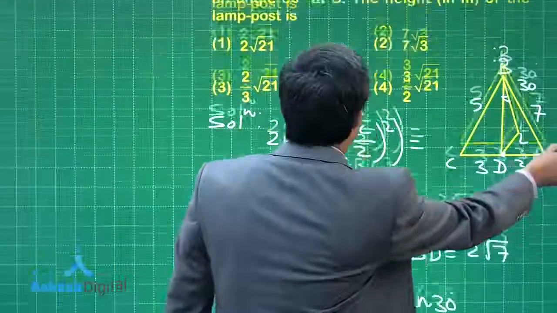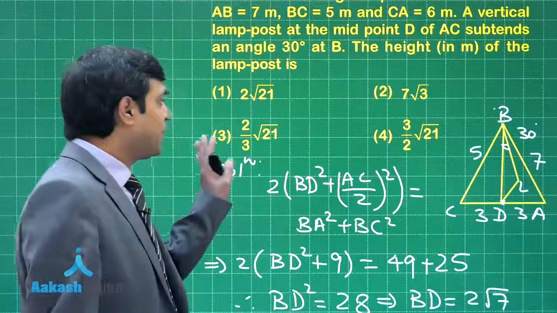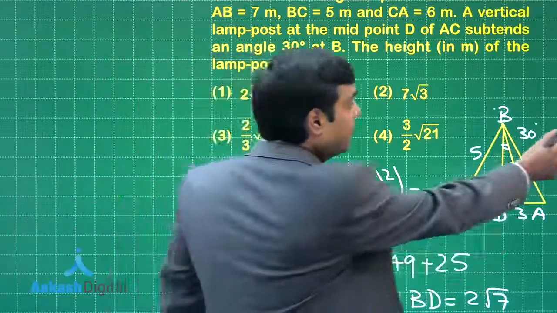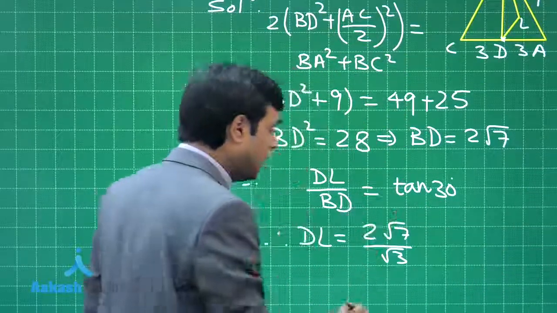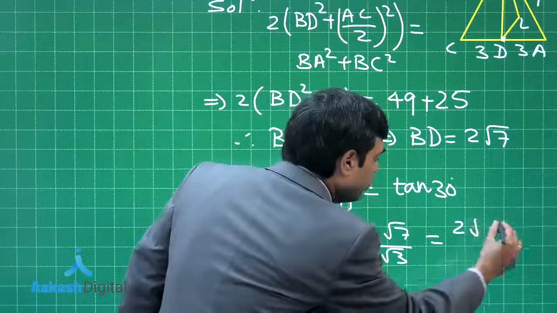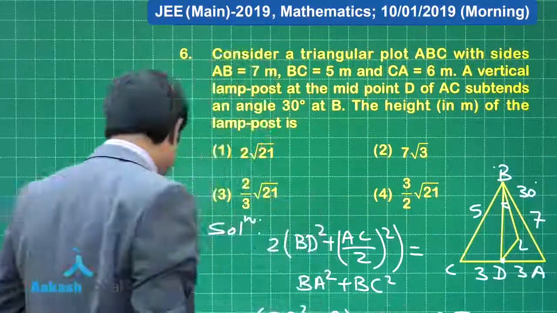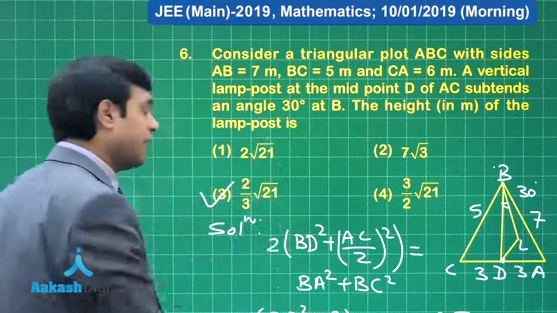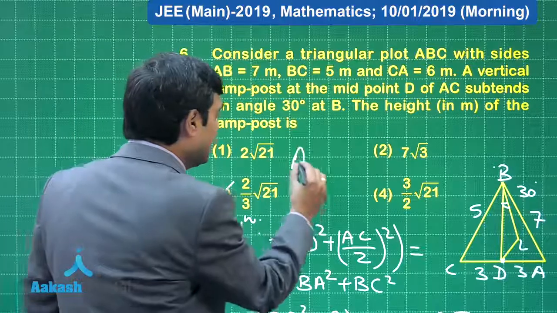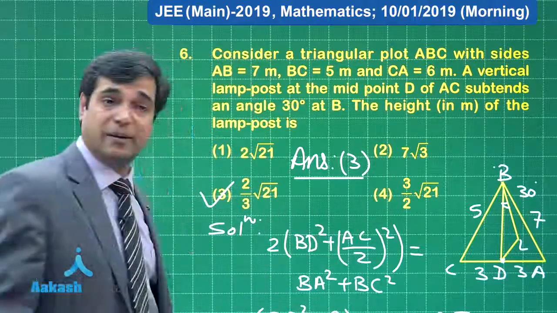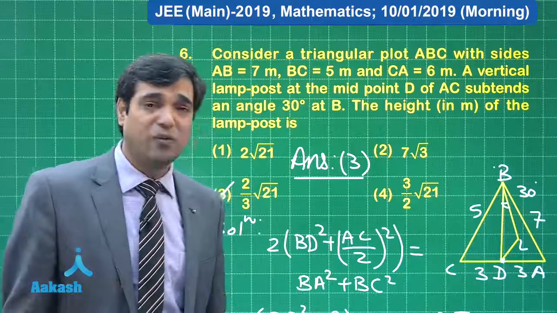Let's check out the result. Options include denominator rationalized. So when you multiply and divide here by root 3, you can see this becomes 2 root 21 by 3. Yes, this option is available, 2 root 21 by 3 as option number 3. So let's mark and mention the correct answer as third option. I'm sure this part is clear. Let's move on to the next one.